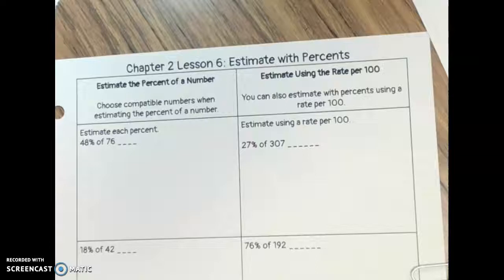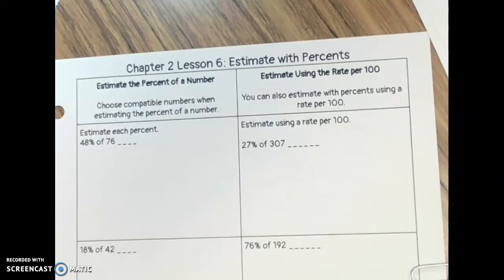Okay, this is Chapter 2, Lesson 6, Estimate with Percents. On the left-hand side, we're going to estimate the percent of a number. So we're going to choose compatible numbers when estimating the percent of a number. A compatible number is just a number you change something into so it goes in easily.